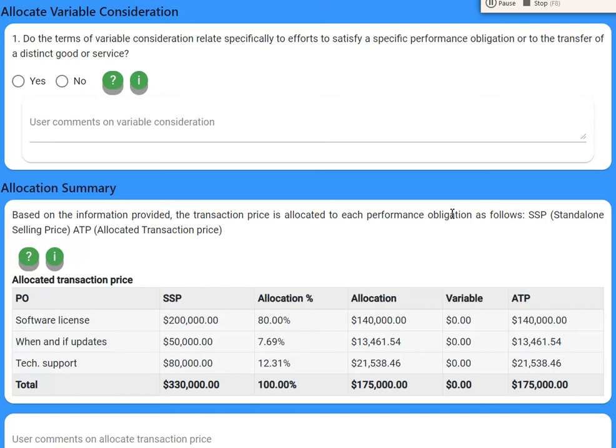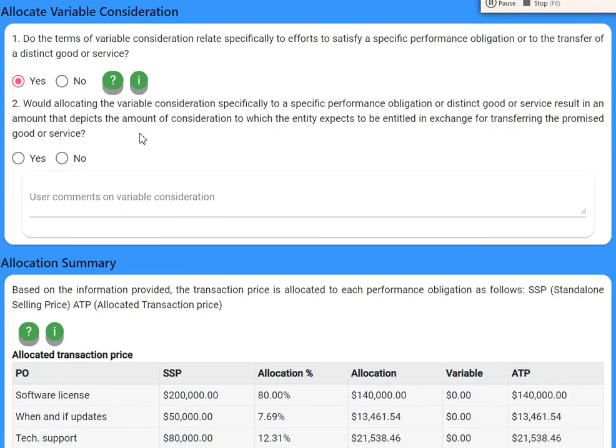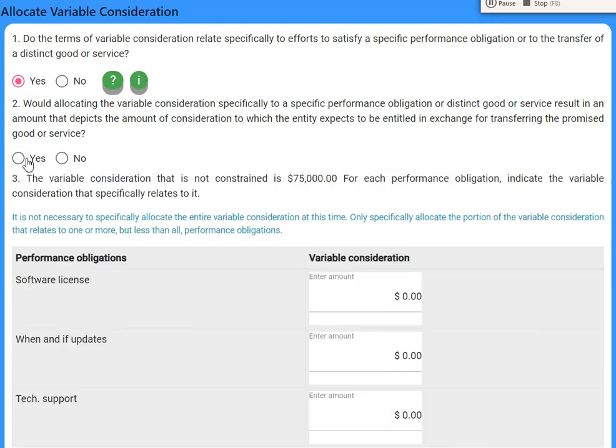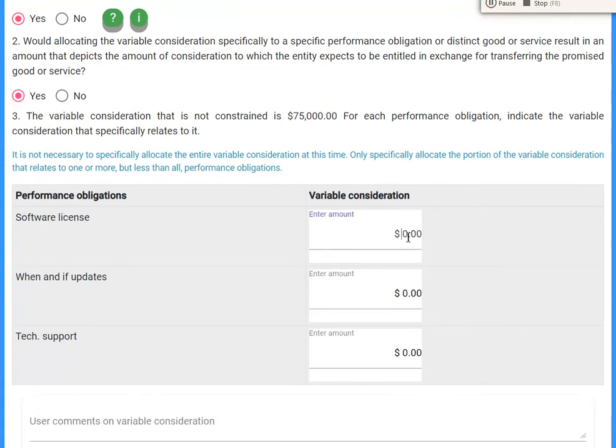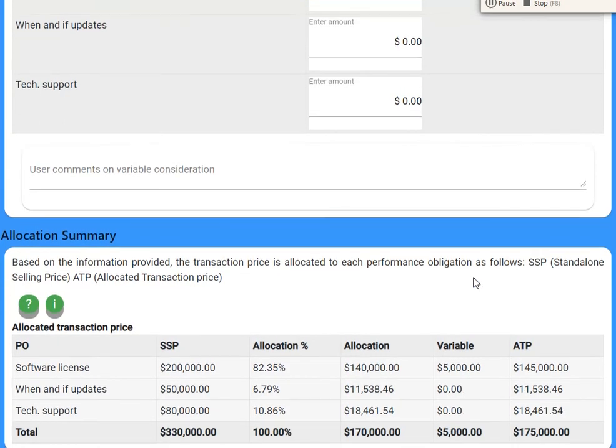again, using the question mark, it can give you some more detail on that, but if the variable consideration relates to less than all of the performance obligations, in certain instances, you may allocate it to less than all the performance obligations. So the second question is asking if allocating it to less than all would meet the allocation objectives of the standard. If you say yes, then you're asked to allocate it specifically. I'll just put a number here for purposes of our example.